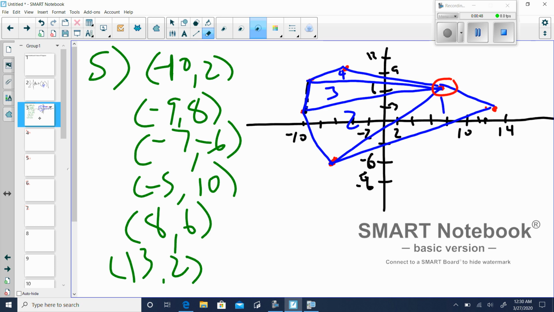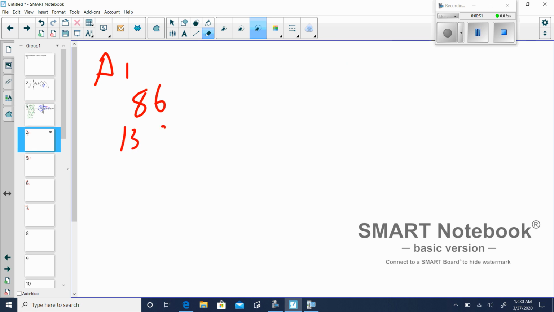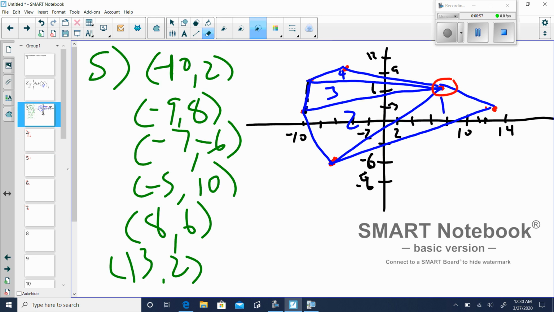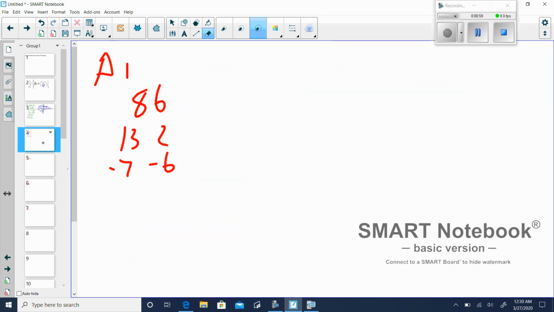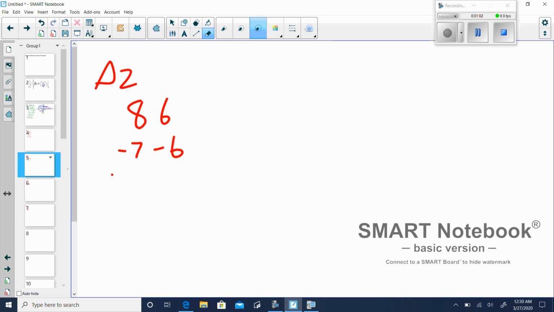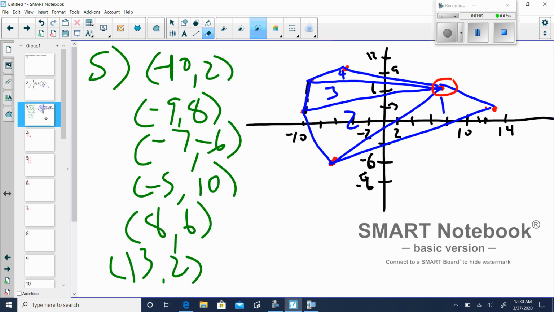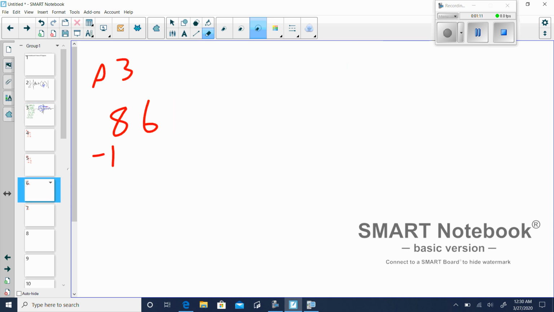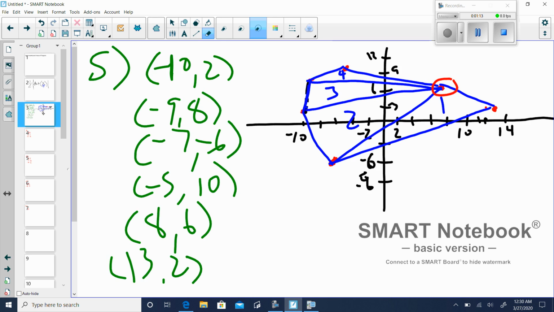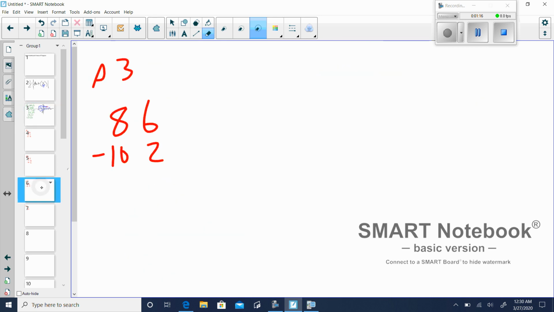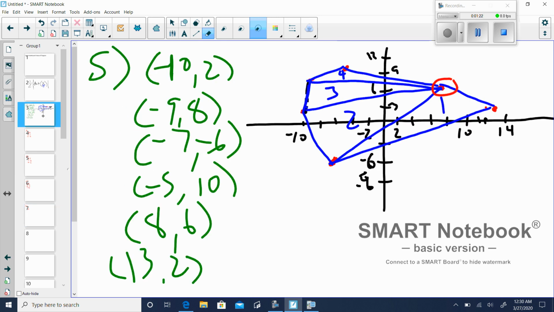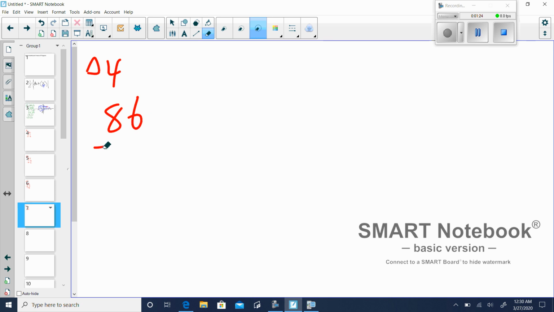It also has 13, 2, and negative 7, negative 6. What about triangle 2? That has negative 7, negative 6, and it also has negative 10, 2. Triangle 3 has negative 10, 2, and it also has negative 9, 8. So triangle 4 is going to have negative 9, 8, and also negative 5, 10.